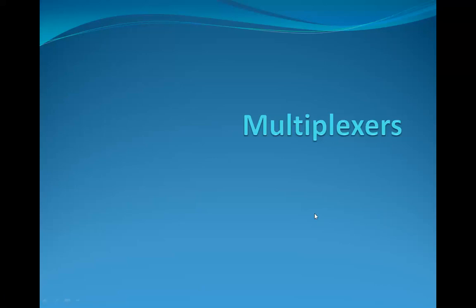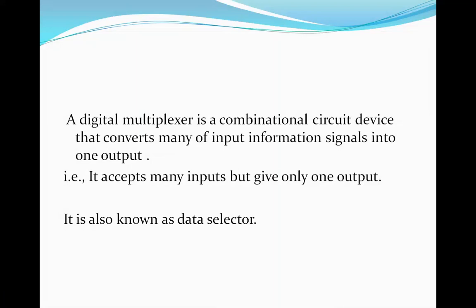Hello students, in today's video we are going to discuss multiplexers. A digital multiplexer is a combinational circuit device that converts many input information signals into one output. That means our multiplexer is a combinational circuit. What is a combinational circuit? Combinational circuits are those circuits that do not possess memory.